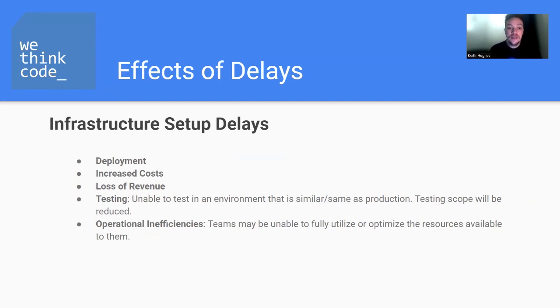We're looking at testing. Since infrastructure wouldn't be set up, our testers or the testing team wouldn't be able to test in an environment that's similar or close to production, which means the testing scope will be reduced or limited. We'll also have operational inefficiencies because our teams won't be able to fully utilize or optimize the resources that are available to them since the infrastructure wouldn't be ready at that point.